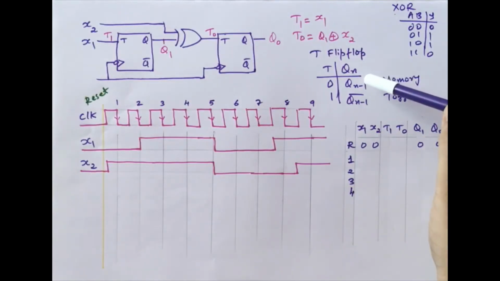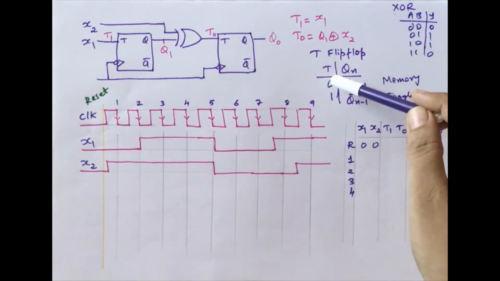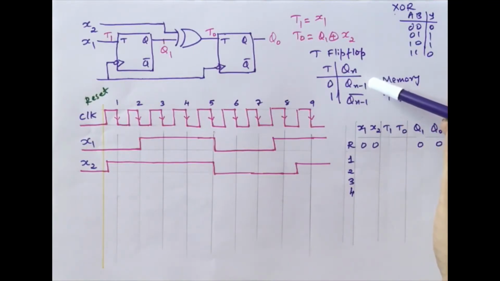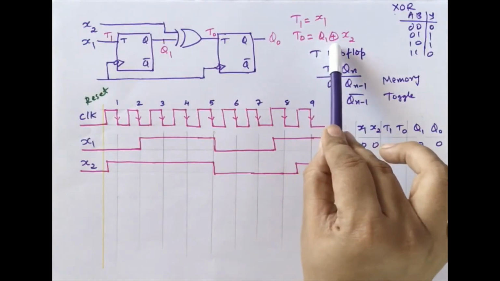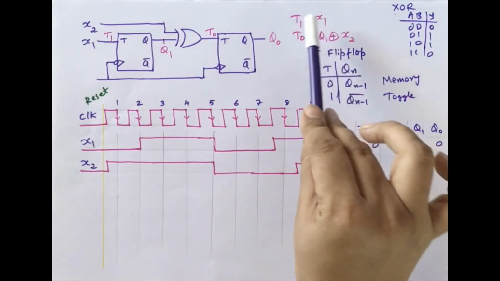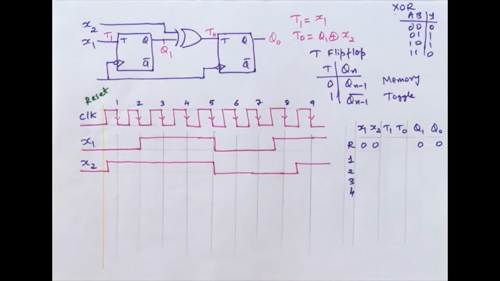First of all, look at the characteristic table of the T flip-flop. When T is 0, Qn will be Qn minus 1. That means it will remain in memory state. When T is 1, the output is going to get toggled. The XOR truth table is also shown over here because T0 is Q1 XOR X2 and T1 is the same as X1.